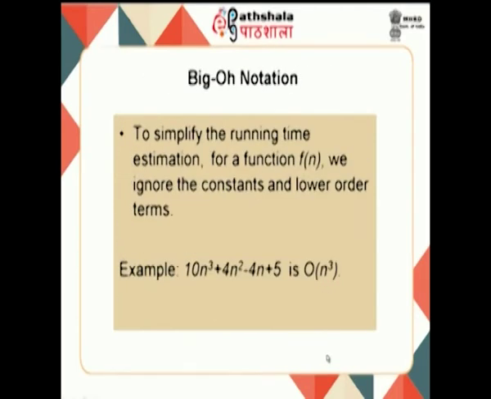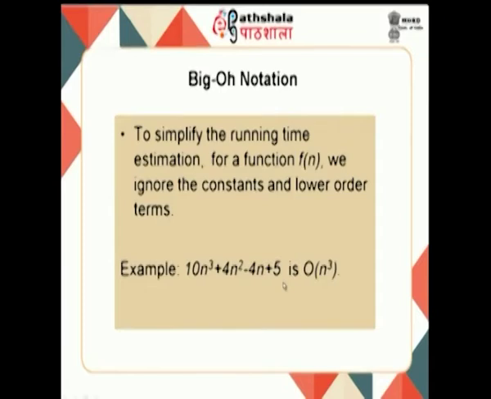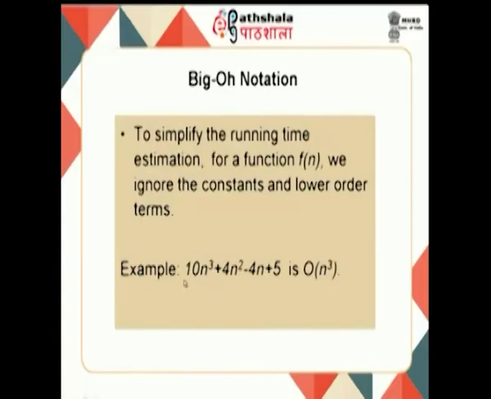Let us take an example to simplify the running time estimation. After all, it is an estimation for a function f of n, so we ignore the constants and the lower order terms. If you have 10n cubed plus 4n squared minus 4n plus 5 as the T of n, then we do not say everything, we just say it is of the order n cubed, where n cubed is the largest term, and we ignore the rest of it. We also ignore the constants associated with the largest term. So, this is what is called the order of n squared, n cubed.